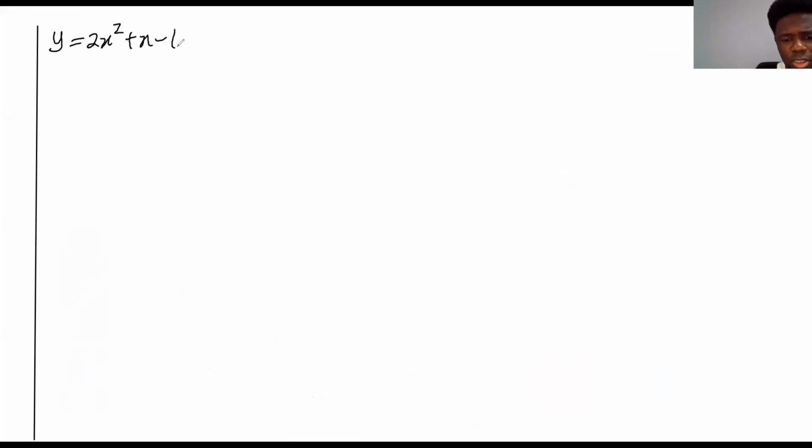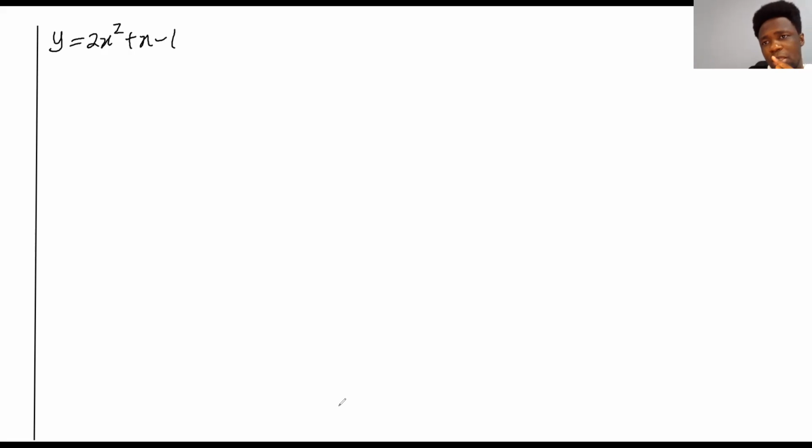So first principle example. The question says y equals 2x squared plus x minus 1. Now, if you look at the question, it says find dy by dx, so they put it in the form of y. So it makes sense to say find dy by dx.